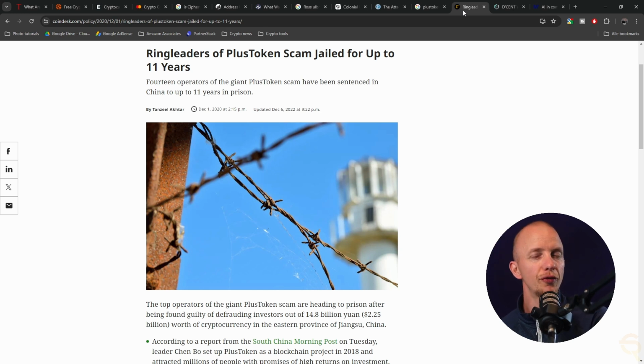So what have we learned from this scam? Well, the Plus Token scam highlights the importance of conducting thorough research and due diligence before investing in any cryptocurrency platform, especially those promising unusually high returns. This case underscores the need for more stringent regulatory measures to protect investors and prevent similar fraudulent schemes in the future. Now, raising awareness about the signs of Ponzi schemes and other types of investment fraud is crucial in helping potential investors avoid falling victim to such scams.